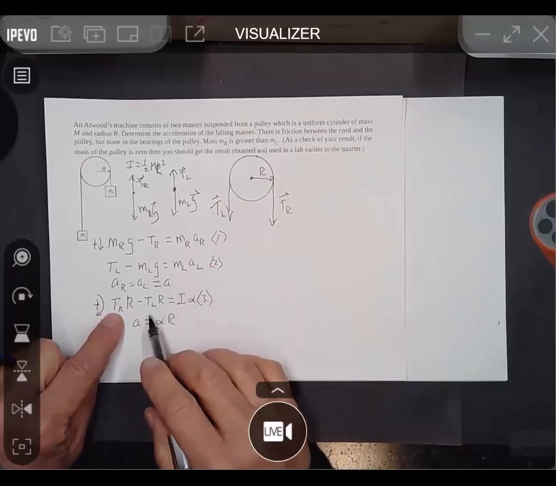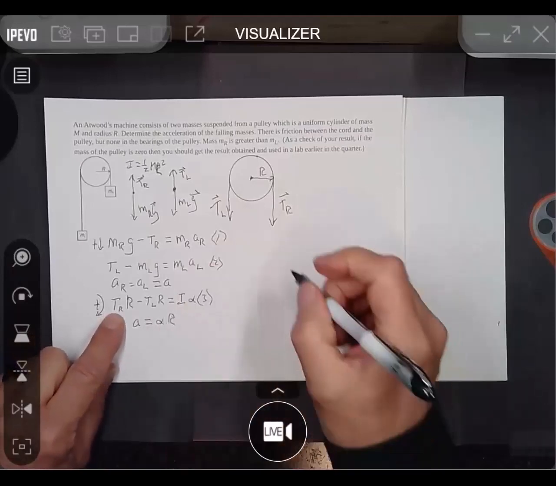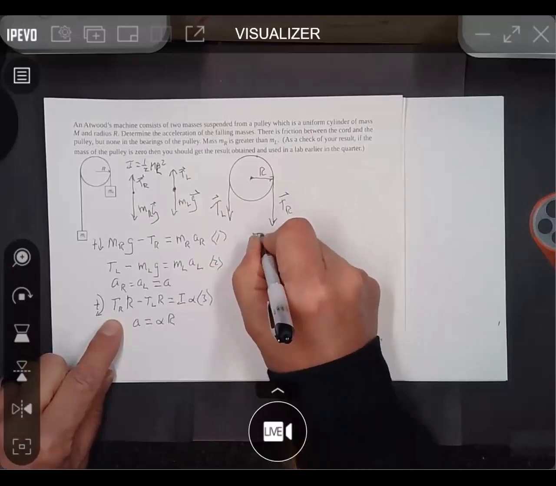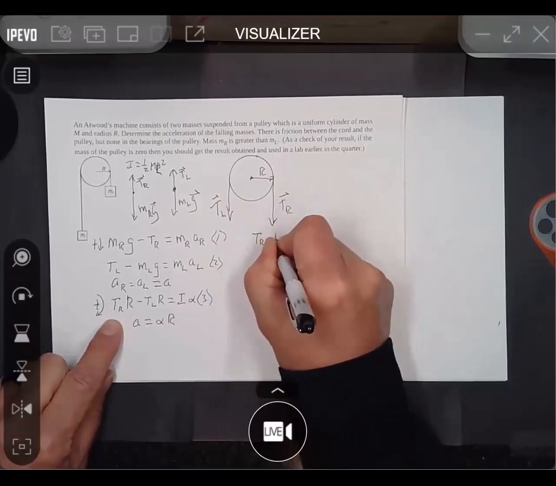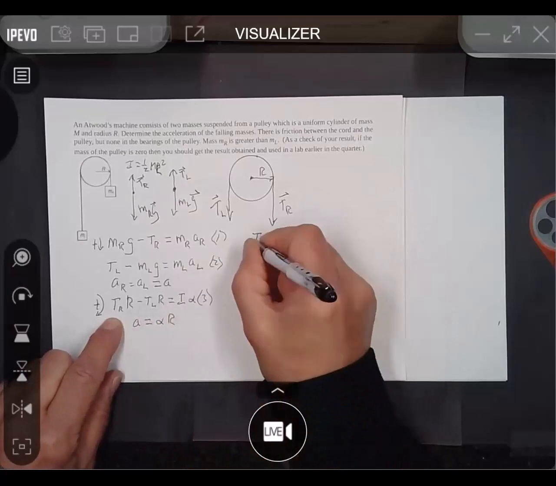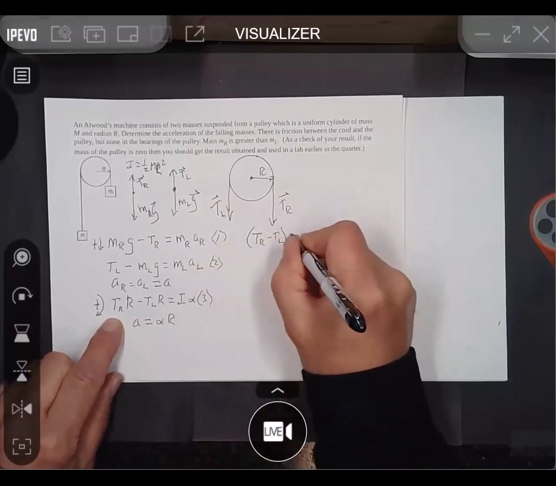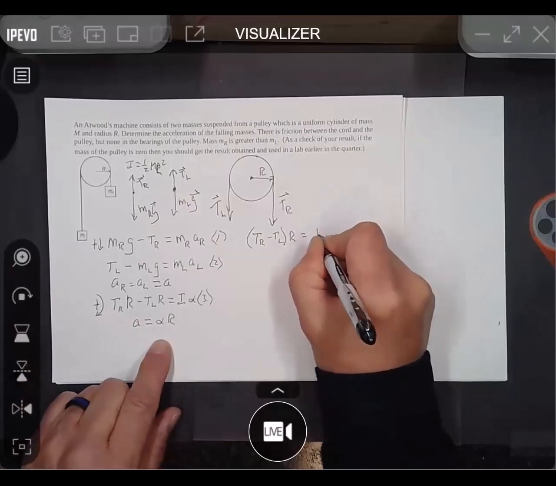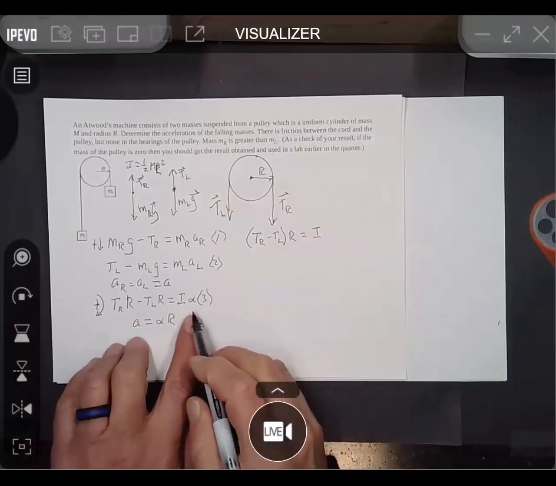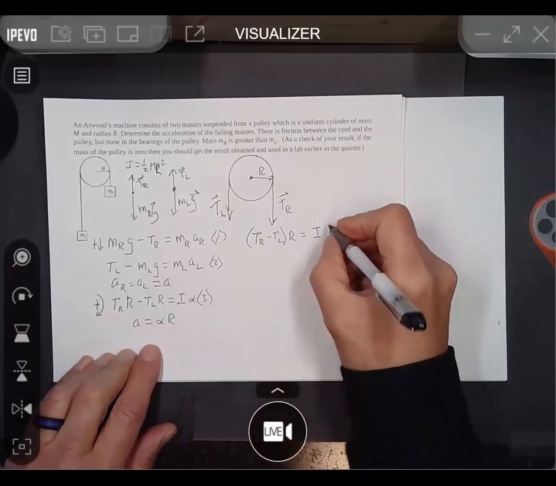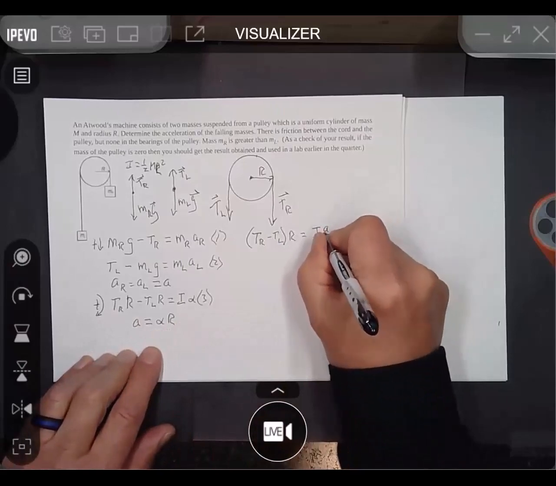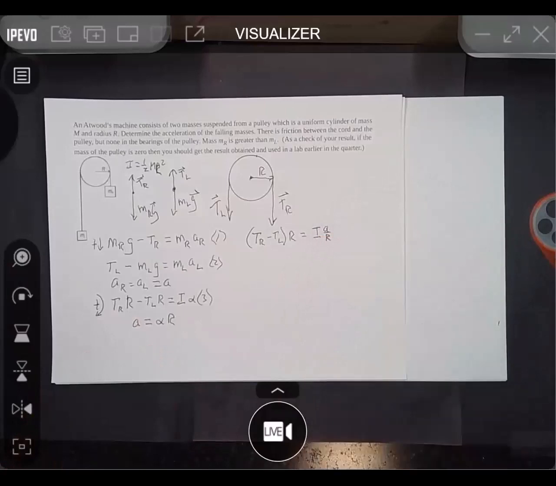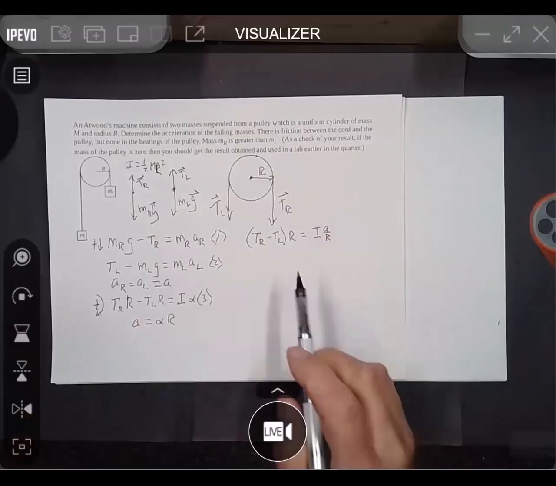Actually, I'll start with equation 3, I think, and say that T sub R minus T sub L, I'm factoring the left side, times R is going to equal the moment of inertia. Alpha itself is going to be A over R. So I'll have that.